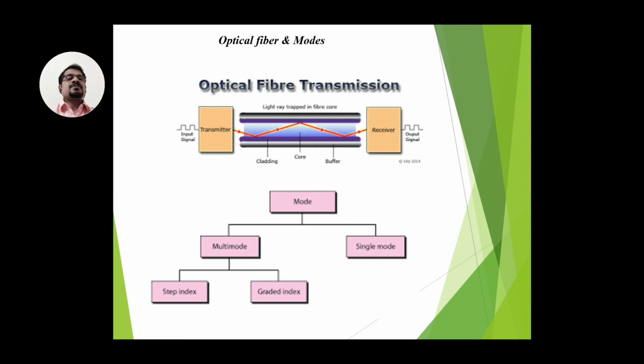In this optical fiber transmission, in the first diagram, there is an input signal. The transmitter converts the input signal into light waves, depending upon which optical fiber medium we use. The light rays are incident at an angle greater than the critical angle, so the light ray is internally reflected and reaches the destination. At the destination, the receiver receives the light signals, which have to be converted back into a signal, and the original information is retrieved.